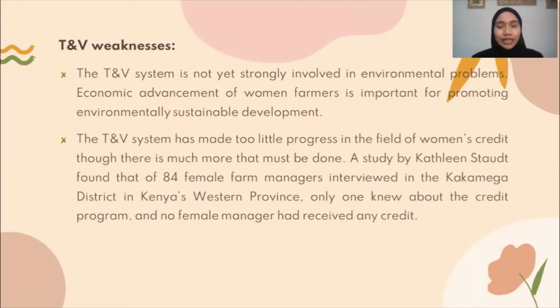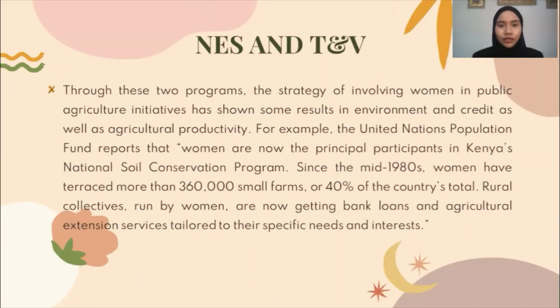A study by Kathleen Stott found that of 84 female farm managers interviewed in the Kakamega district in Kenya's western province, only one knew about the credit program and no female manager had received any credit. Through these two programs, which are the National Extension System and Training and Visit, the strategy of involving women in public agriculture initiatives has shown some results in environment and credit, as well as agricultural productivity.